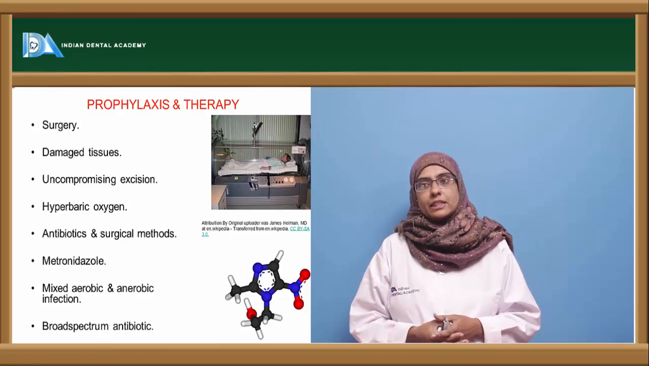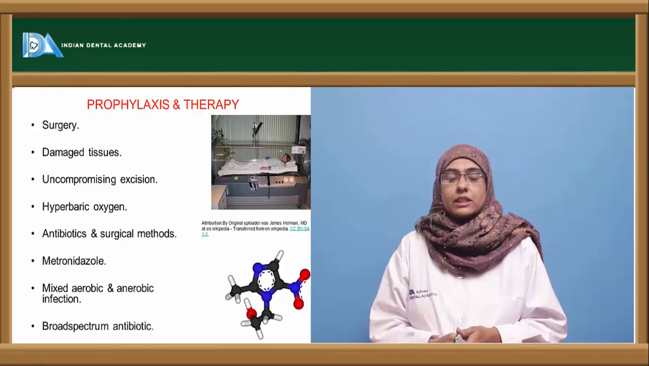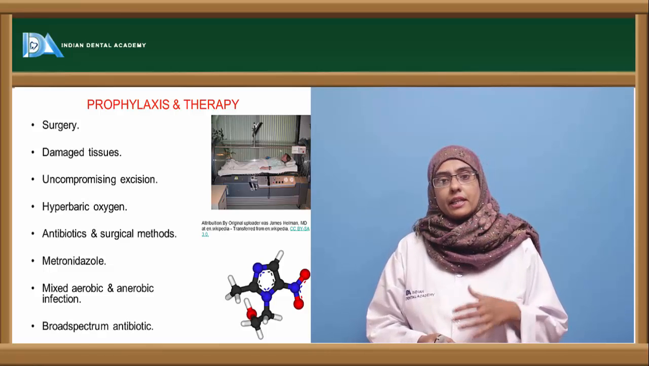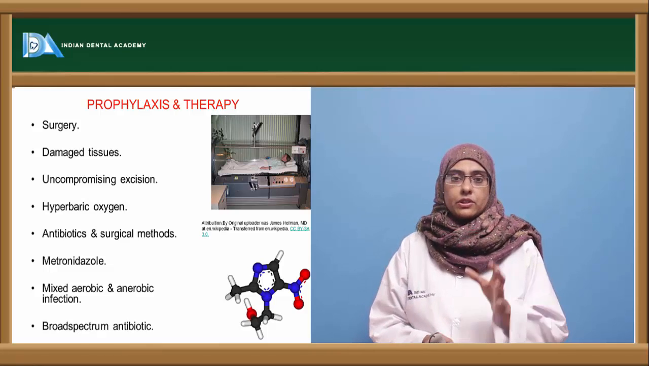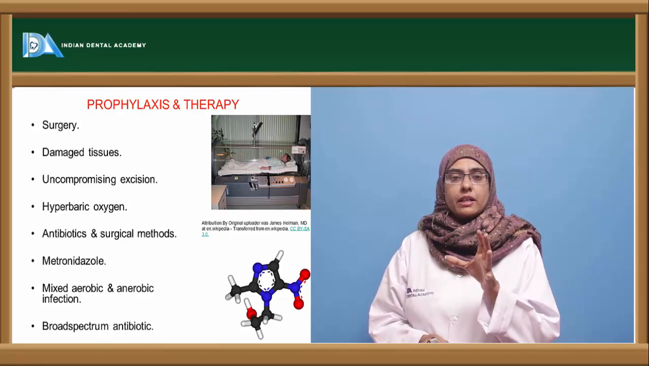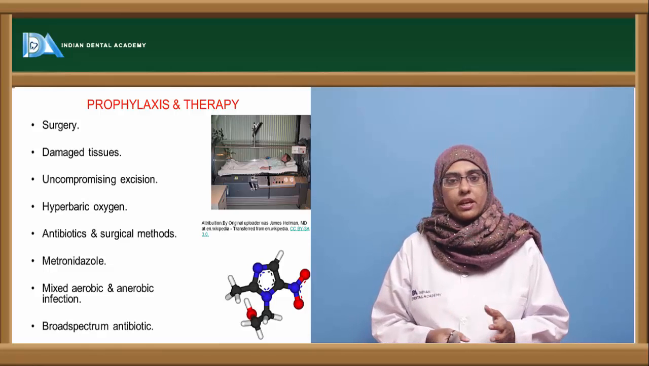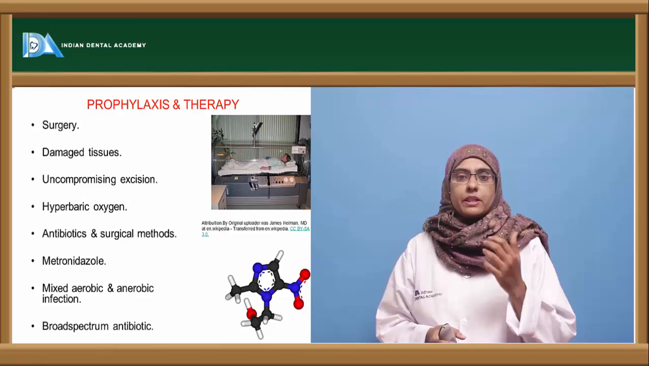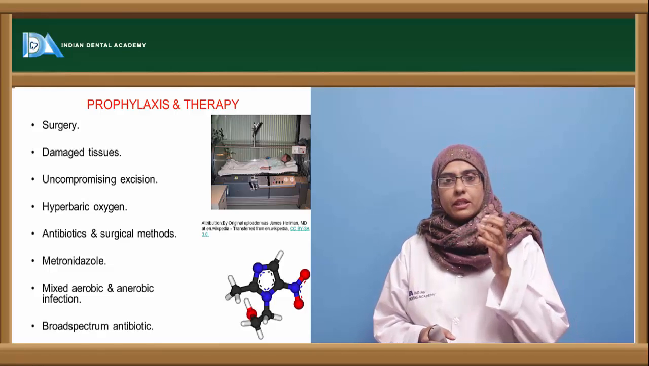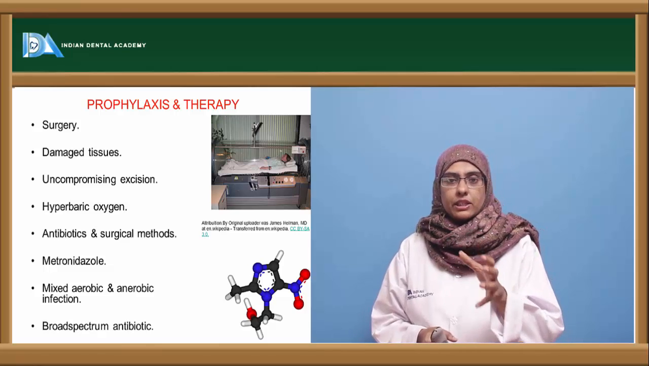Coming to the prophylaxis and the therapy. Prophylaxis and control: surgery is the only prophylactic and therapeutic treatment for this disease. That is, you have to completely remove or excise the part which has been contaminated with the organism, and the damaged tissues have to be removed and the wound has to be cleared of the bits or the foreign bodies that have been implanted during the wound infection.